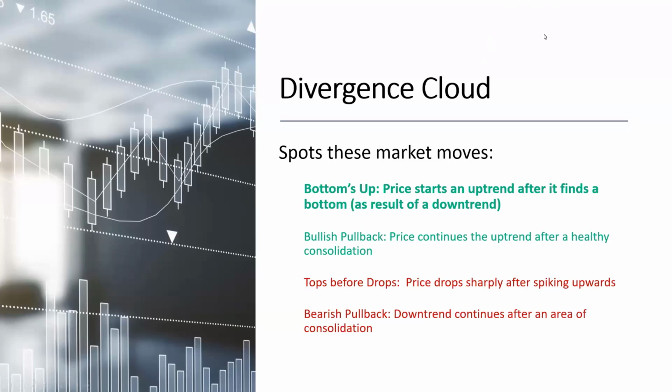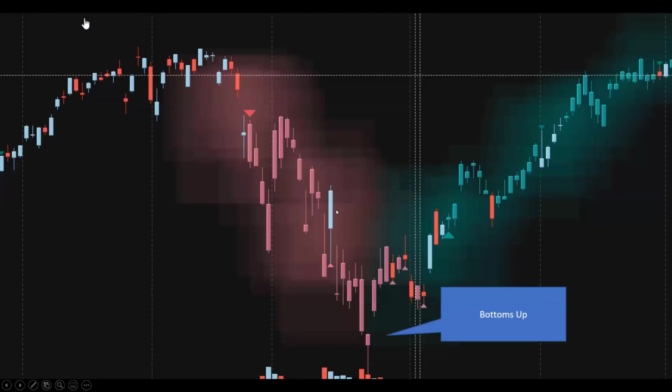The first market move or prediction it makes is where price starts an uptrend after it finds a bottom as a result of a downtrend. We call this the bottoms up move. Basically, as you can see here on the chart, a downtrend comes to an end and reverses into an uptrend. So this is one move that's predicted by our Divergence Cloud indicator. When there's evidence that the downtrend has come to an end and a new uptrend will start, Divergence Cloud will give you a signal, as you can see here, that this could be a good idea to go long. So this is move number one.